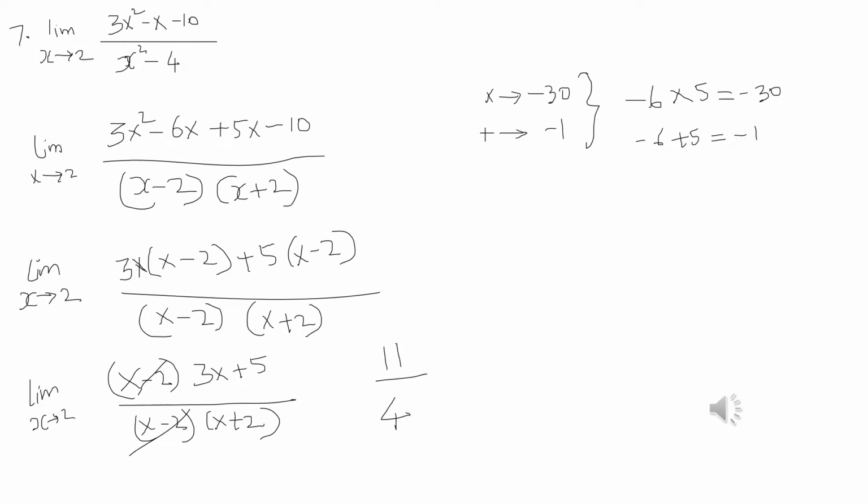Question number 7 in exercise 13.1 states: limit x approaches 2 of the expression 3x squared minus x minus 10 divided by x squared minus 4. As I told you earlier, we need to simplify this function. If I directly substitute x equal to 2, it attains the value 0 by 0, which is an indeterminate form. So, as I told you in the previous problem, it's our responsibility to simplify the existing function.